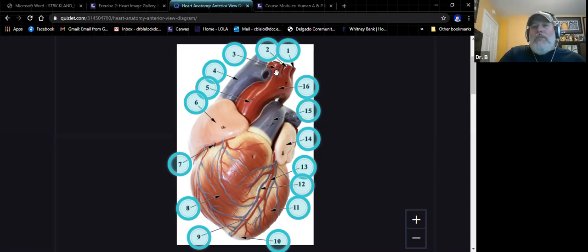So again, brachiocephalic artery, left common carotid artery, left subclavian artery.